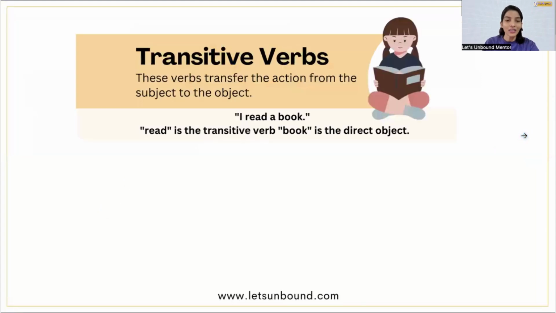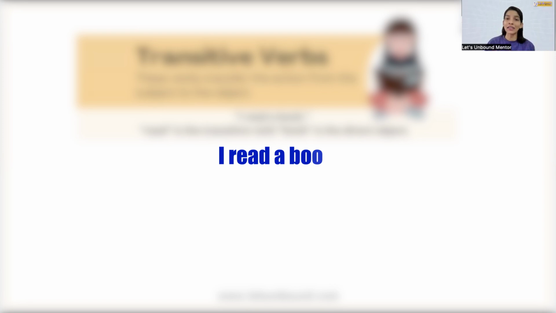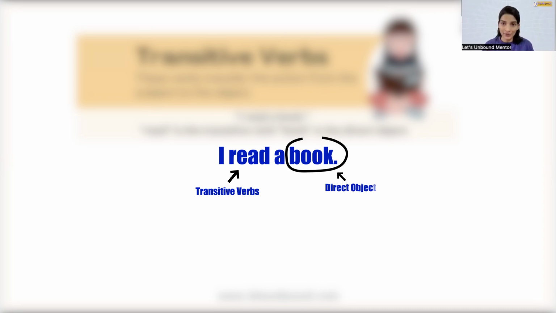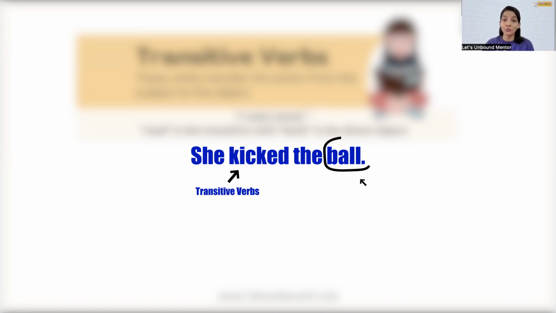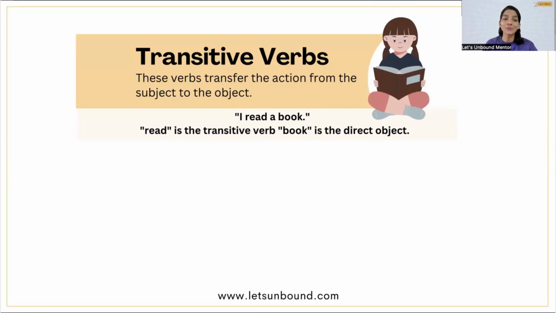Okay. Talking about transitive verbs. Now, transitive verbs are action verbs that require a direct object to complete their meaning. For example, I read a book. Now, read in this sentence is the transitive verb and the book is the direct object. Okay. Another example could be she kicked the ball. Now, kicked is a transitive verb and the ball is the object receiving the action, right?